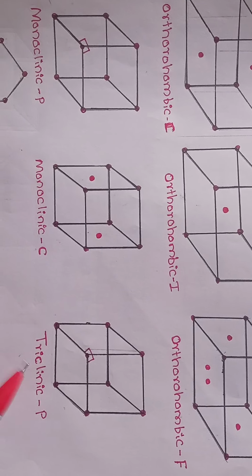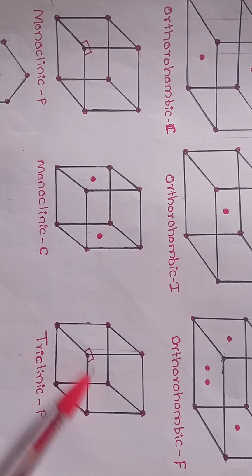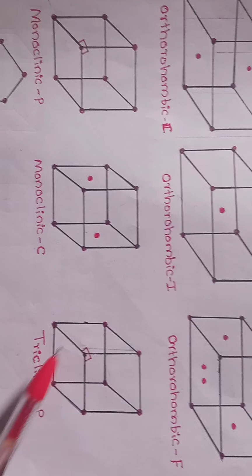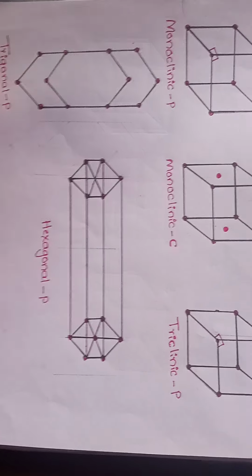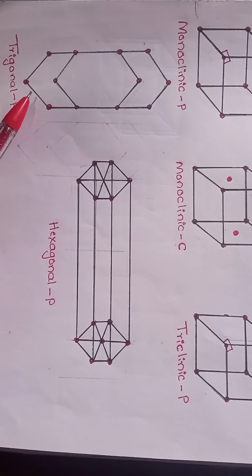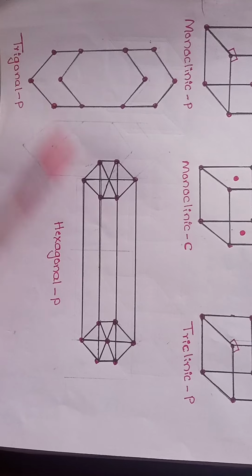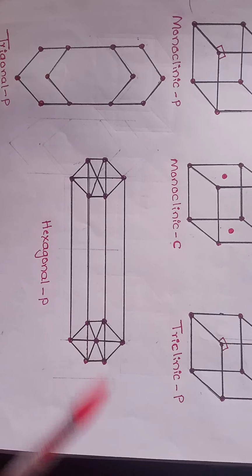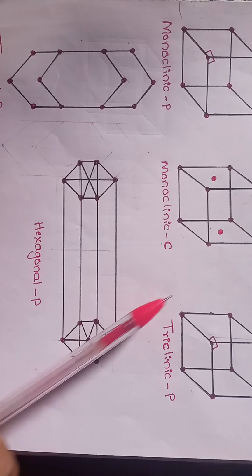Okay, next one triclinic P. Here the shape of the lattice is triclinic, and it is the primitive unit cell. And next one trigonal P. Okay, the lattice points are arranged here in a trigonal shape. This is trigonal P, P means primitive unit cell. Here it is hexagonal P. Okay, these are the 14 Bravais lattices.